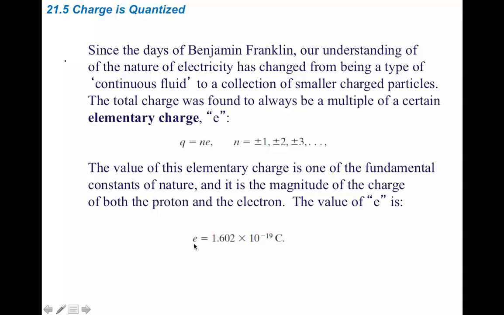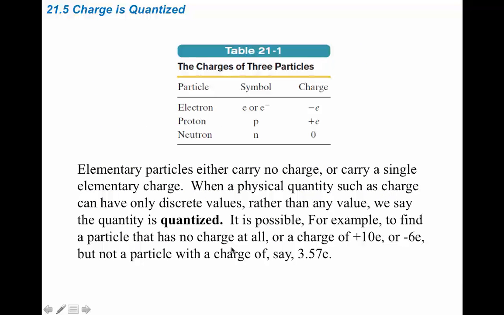This e is the charge on both a proton and an electron, so it's positive for a proton and negative for an electron. So here are some of the symbols that we use. The symbol for an electron can either be e or e with a little minus, and its charge is minus e. The symbol for a proton is p, and its charge is plus e, and the symbol for a neutron is n, and its charge is 0.